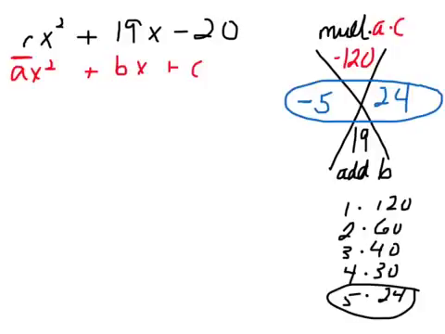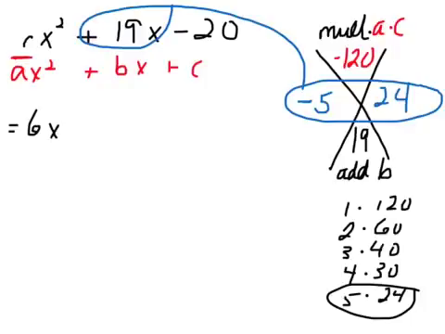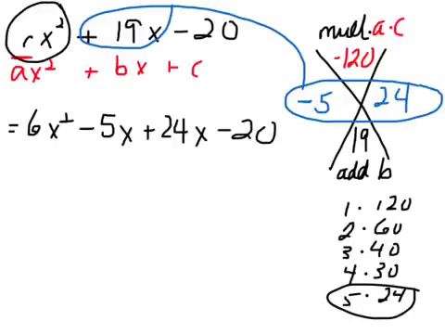What I'm going to do is rewrite this middle term. I'm going to write down my first term. Instead of writing plus 19x, since 24 minus 5 is 19, I'm going to put minus 5x plus 24x. I'm rewriting that middle term. And then I'm going to write the first and the last term. I'm just going to keep them the same, and I rewrote the middle term.